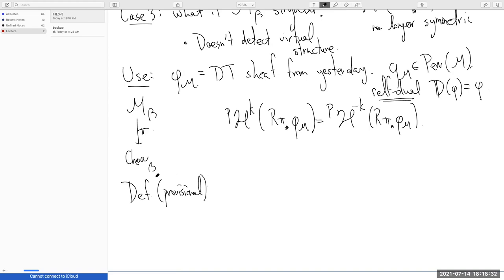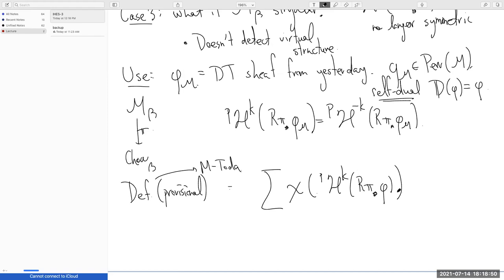And this was proposed in this work I did with Yukinobu a couple of years ago. Again I take generating functions of these Euler characteristics. This is a Laurent polynomial symmetric under y goes to 1 over y, and then I can just expand it out into the contributions of Jacobians.